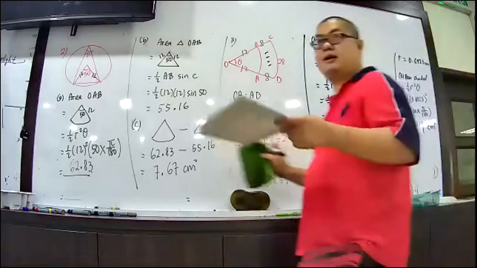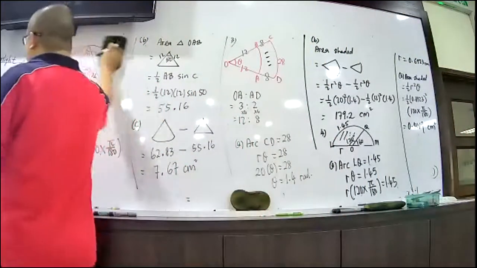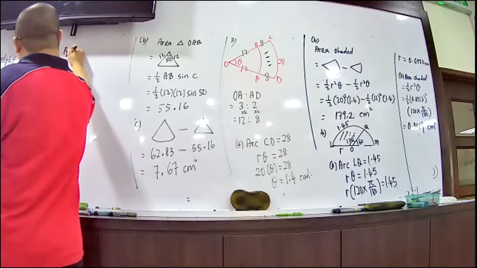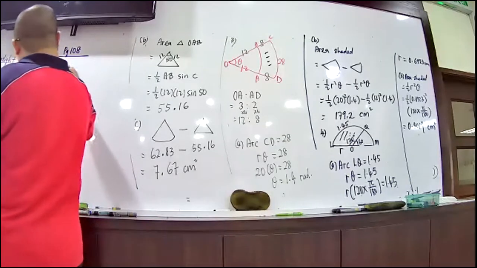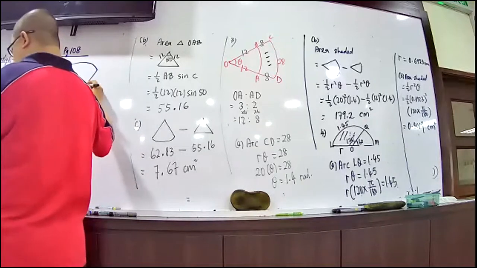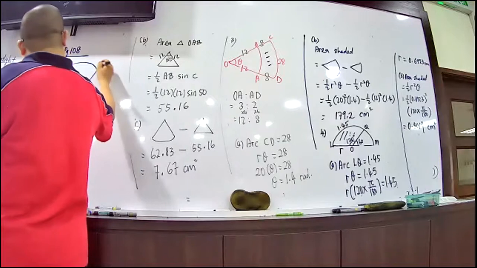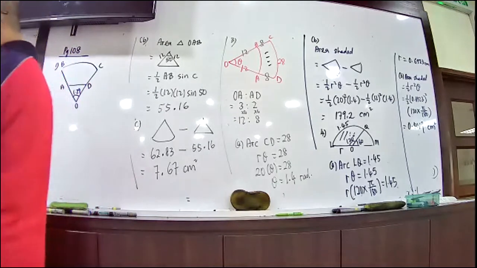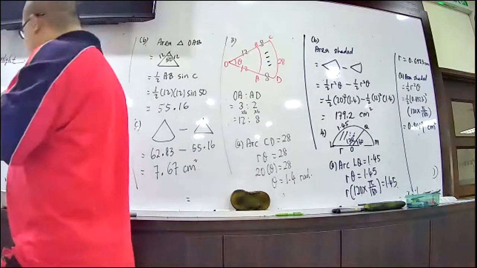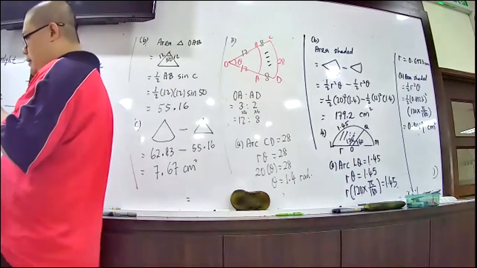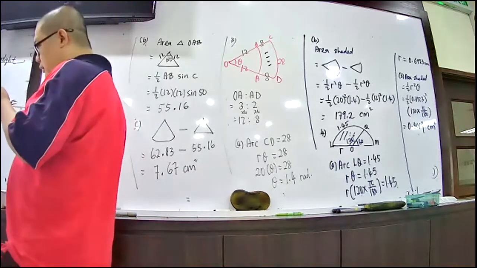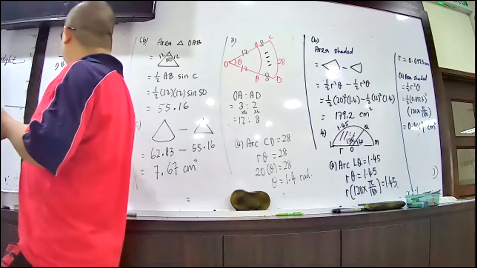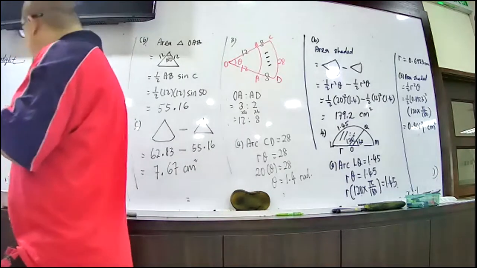Check answer. Given AB is 12, and BA equals AO equals OD equals BC. Find the length of the arc EC.